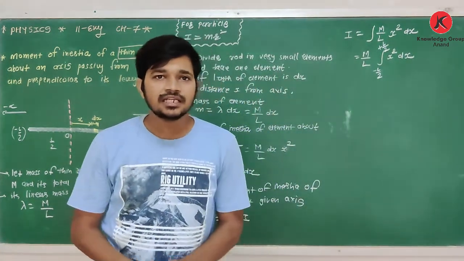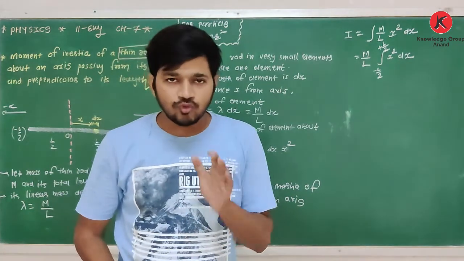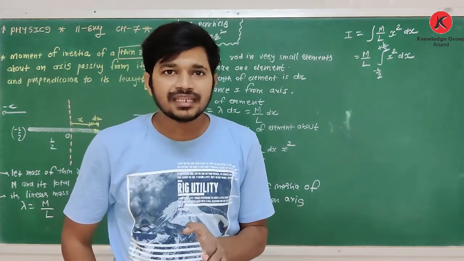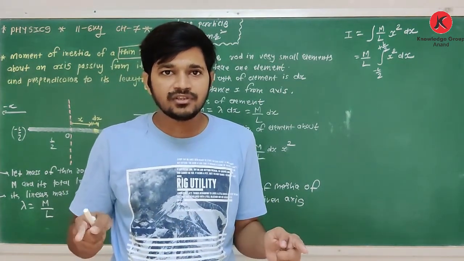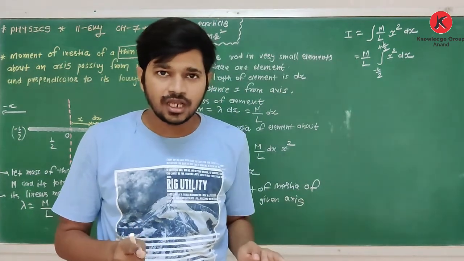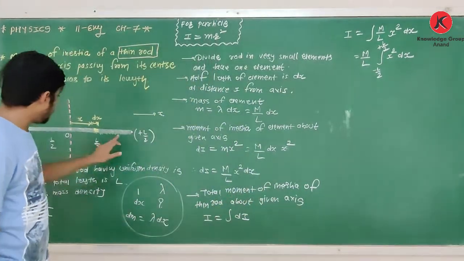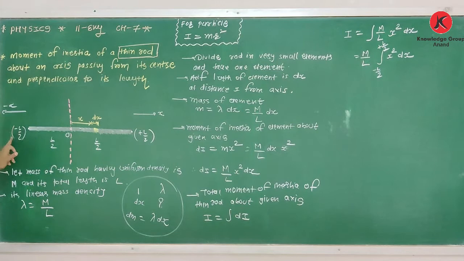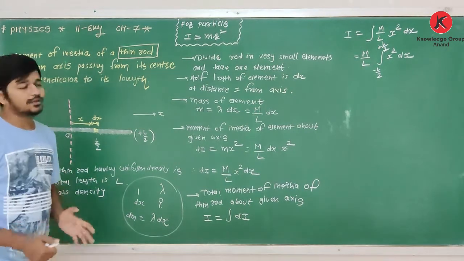Clear about this? Simple. Limit means what? Limit means the range in which elements are there. Each and every element is between these 2 points, so there is a lower limit and an upper limit.